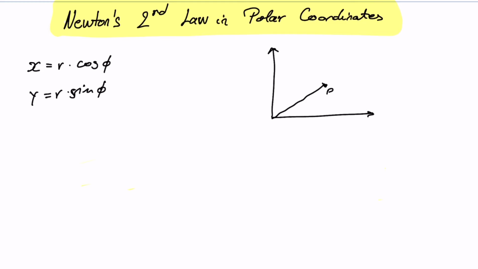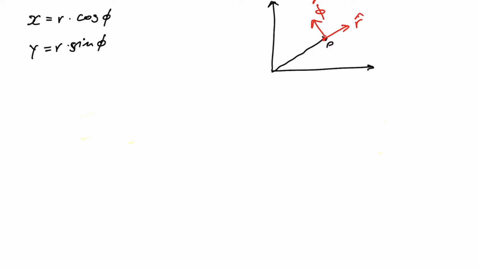What we're going to do is to give a unit vector in the r direction and a unit vector in the rotational direction. This r hat is the unit vector in the direction of r, as we can see, while phi is fixed, and the phi unit vector is in the direction of phi, while the radius is kept fixed. Now let's see what happens.